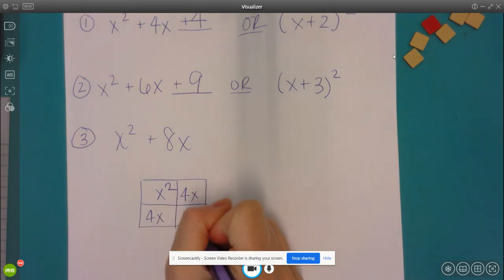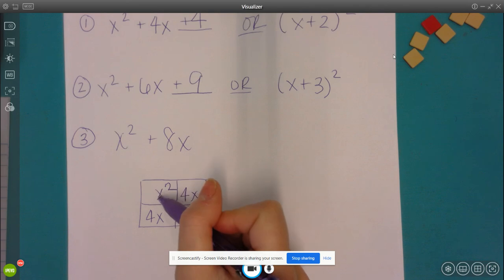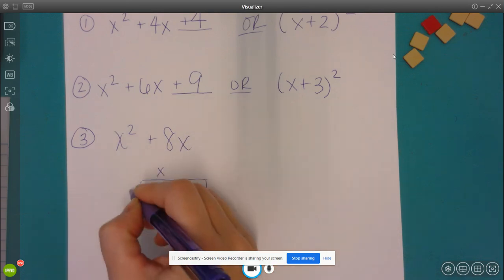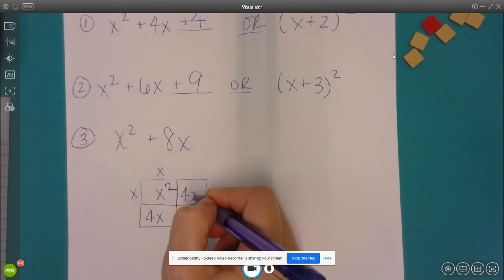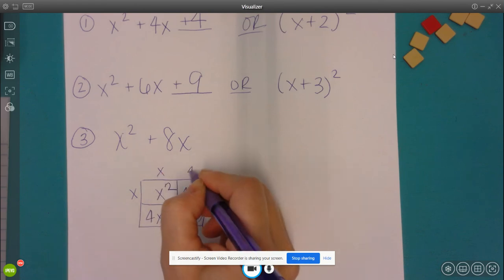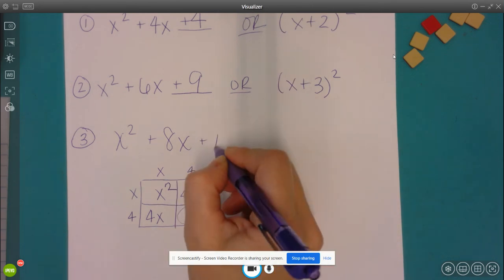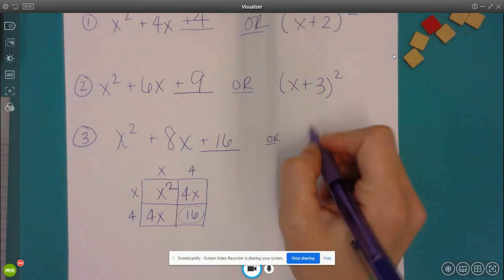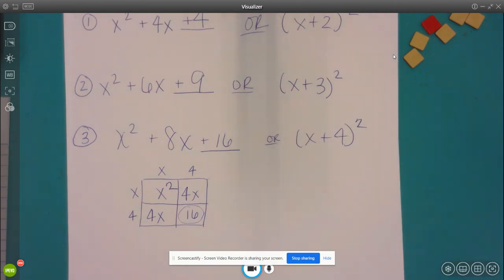So what this piece would be, I have to multiply something to get x squared. So those would both be x's. The thing that would be missing to get 4x here when I multiply is 4. So this missing piece would be 16. And then we just figured out that this would be x plus 4, the quantity squared.